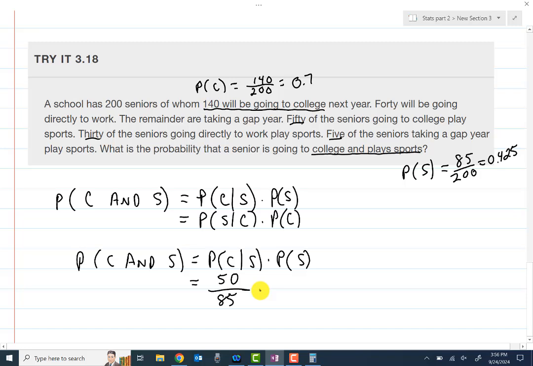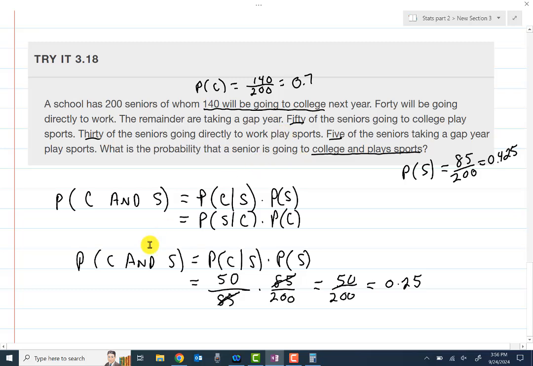The probability that they're going to play sports, if I write it in fraction format, look what happens. The 85s cancel, and you get 50 over 200, which is equal to 0.25, should you want the decimal for it. Now, there's a second thing I want to say about this as well. You could have done this without all this rigmarole. I just did that to illustrate the formulas.